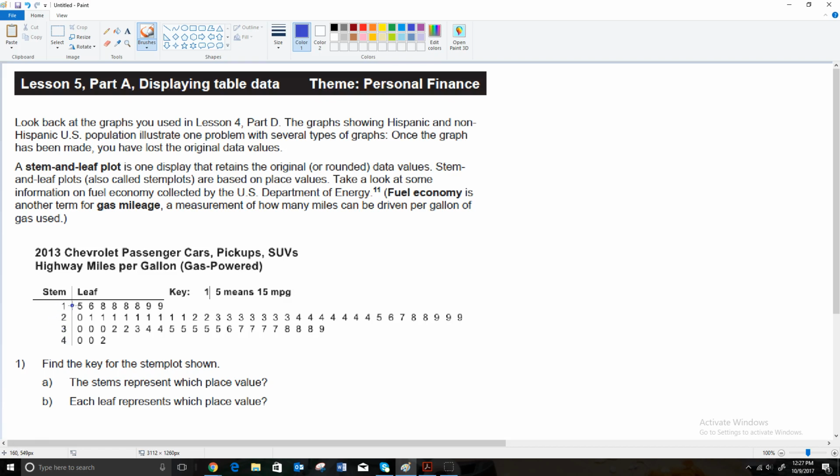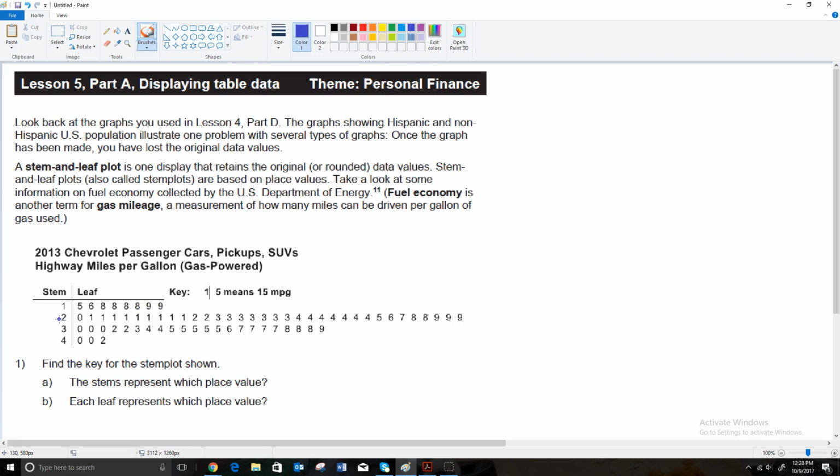So when you look at this, 1, 5 means 15, but also this 6 here means that in the original data there was a 16, and this 8 means there was an 18. And another 18, and another 18, and another 18. So in the data there was one 15, one 16, four 18s, and two 19s. In this case, that means that there was one Chevy passenger car, pickup, or SUV that got 15 miles per gallon. There was one that got 16 miles per gallon. There were 4 that got 18 miles per gallon. And there were 2 that got 19 miles per gallon.